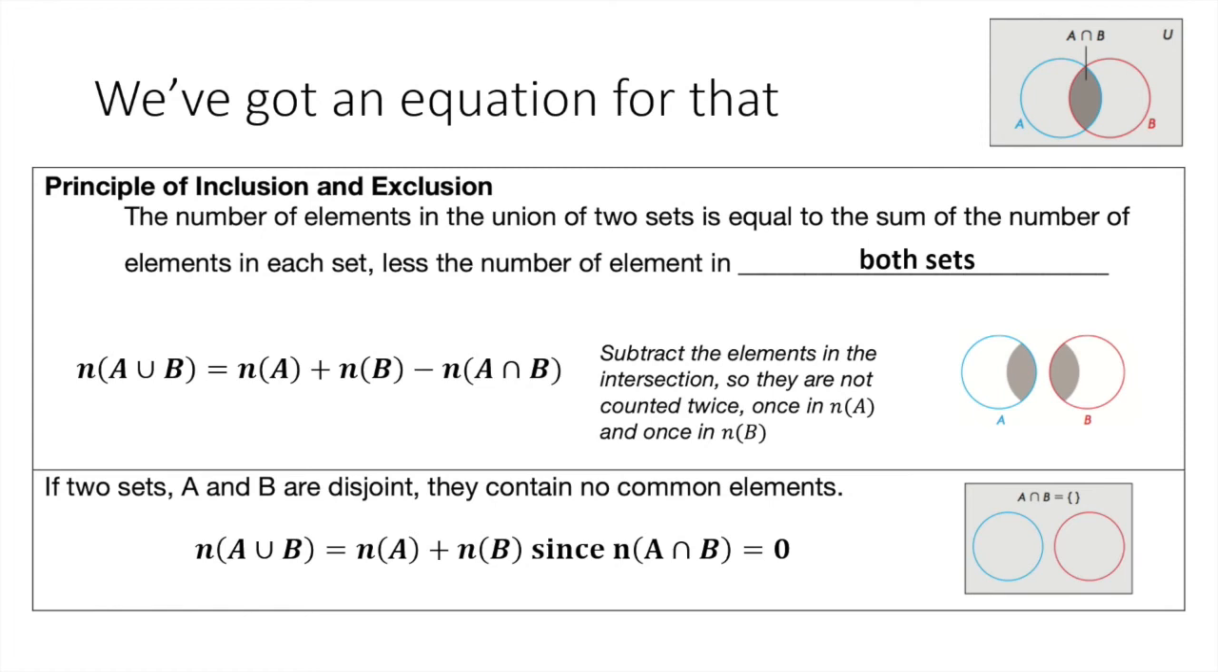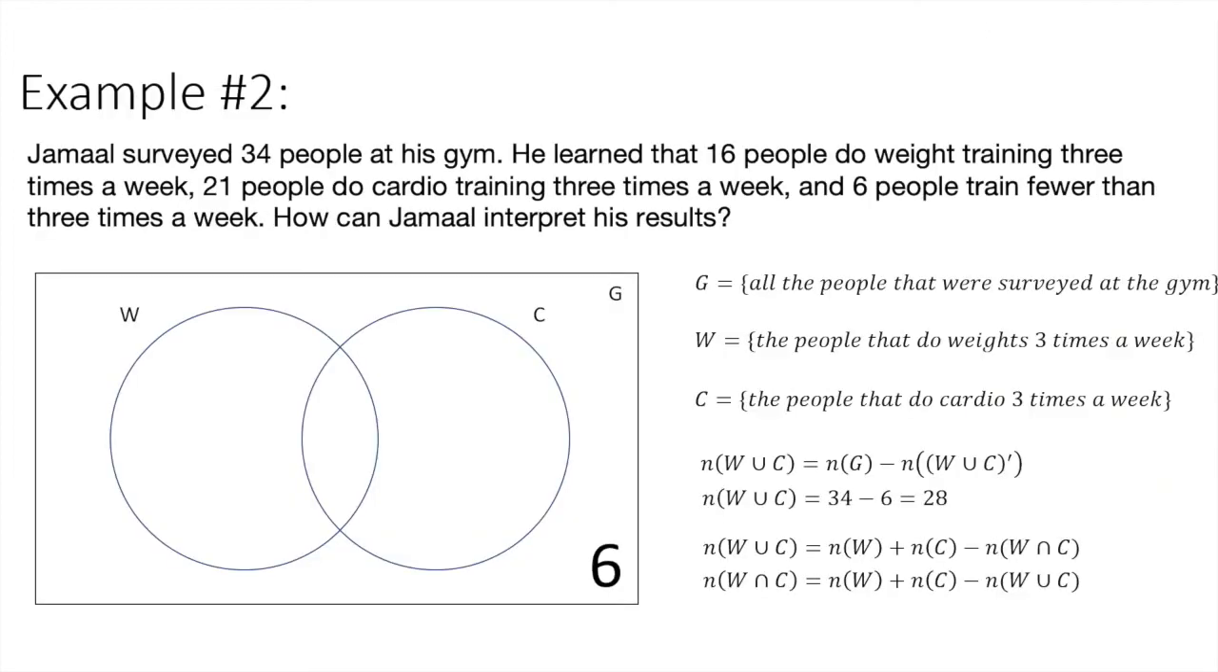A common mistake made by students is to immediately use the second equation whether they understand it or not. So let's do an example that applies this equation. Jamal has surveyed 34 people at his gym, and he learned that 16 people do weights 3 times a week, 21 people do cardio 3 times a week, and 6 people train fewer than 3 times a week, and we're trying to understand how Jamal can interpret his results.